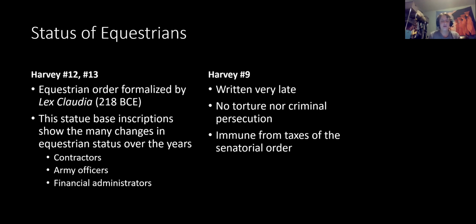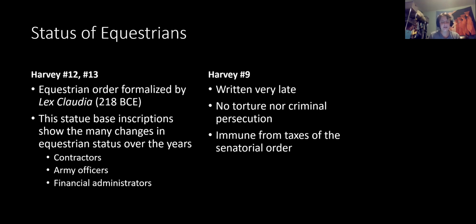Harvey's selections number 12 and number 13 show some of the special privileges given to equestrians. The equestrian order itself was formalized by the Lex Claudia in 212 BCE, which banned senatorial class people from earning money through foreign trade. Thus, most equestrians gained their wealth through trade, and many who reached the 1 million sesterce wealth threshold chose to stay in the equestrian order in order to keep earning money.